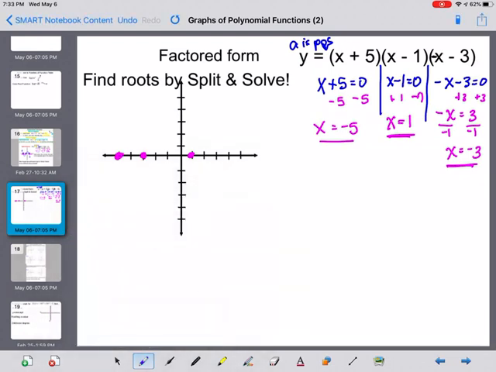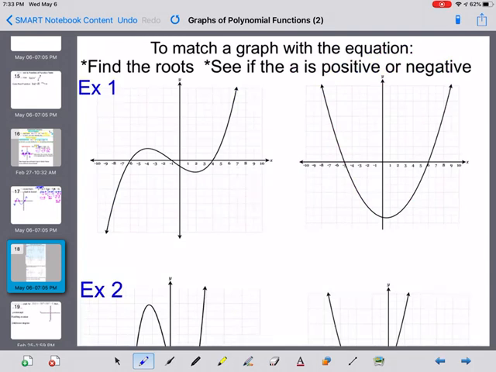Okay, I know that the right side is going to go up because my a was positive. So the right side is going up, and then I can just sketch the rest in like that. Okay. Here, when you take notes, you only have to write one of the examples. You don't have to write both. So I'm going to just quickly go through.